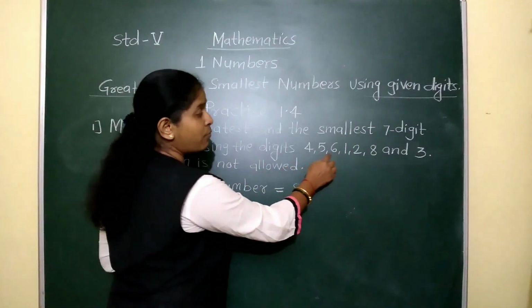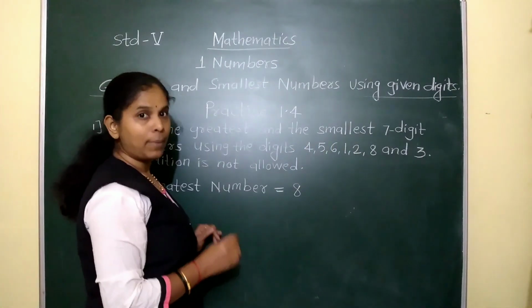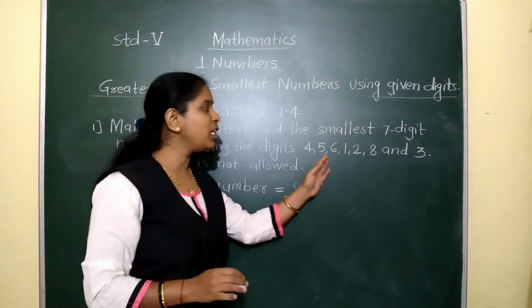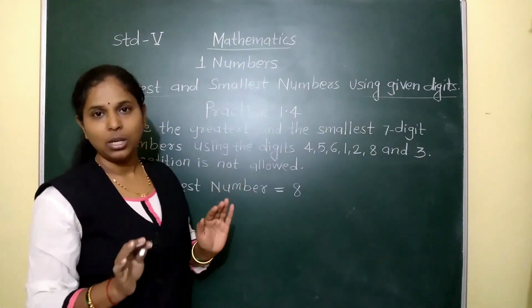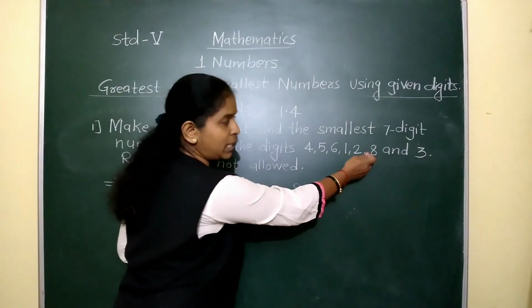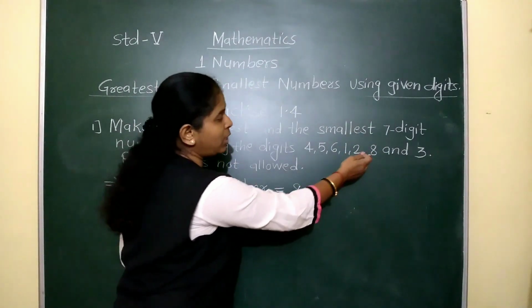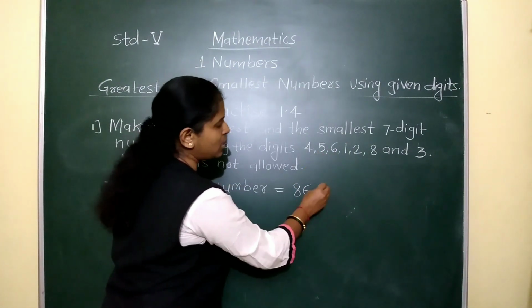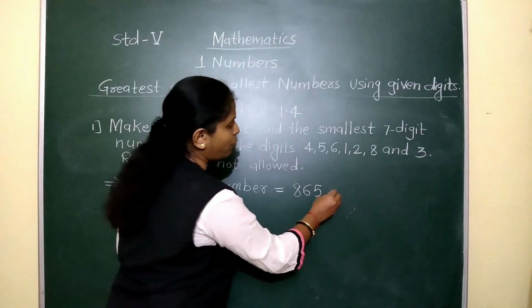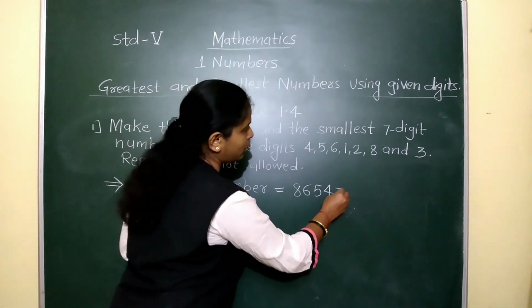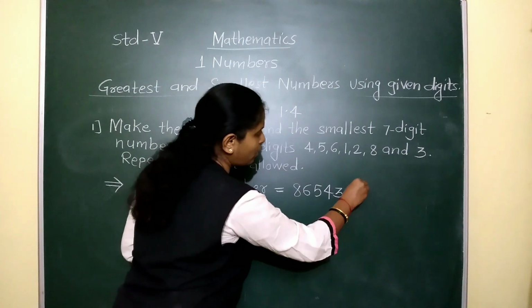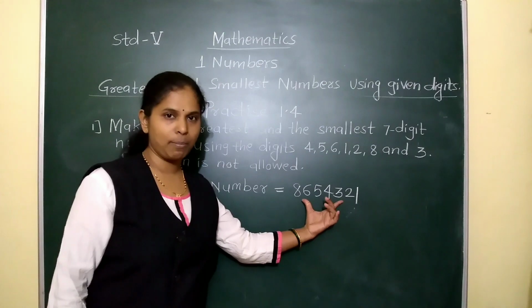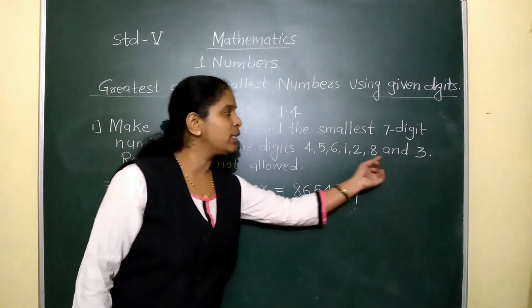Now see, here after each digit a comma is there. But when we are writing the greatest number, after each digit we don't have to give the commas. Now here the greatest digit is 8. After 8, which is the greatest? See here, 6. After 6, which is the greatest? 5. Then 4. Then 3. Then 2. And then 1. So this is the greatest 7-digit number we formed by using these digits.